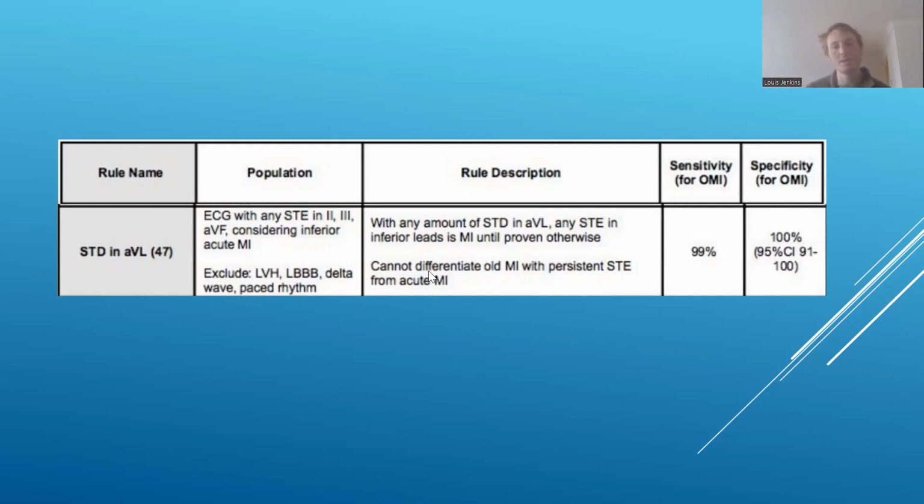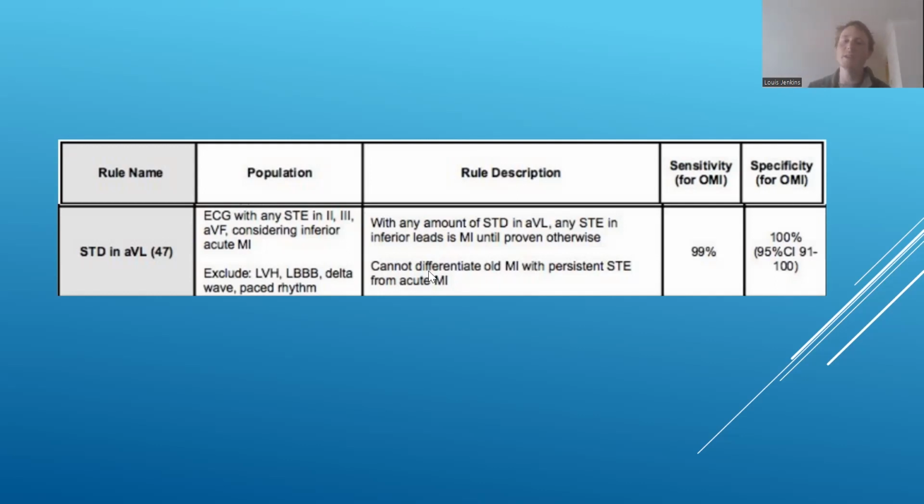They also looked at 49 patients who had pericarditis. And in these patients, they all had inferior ST elevation, but none of them had any ST segment depression in lead AVL. So that's where that can reliably differentiate pericarditis comes in.